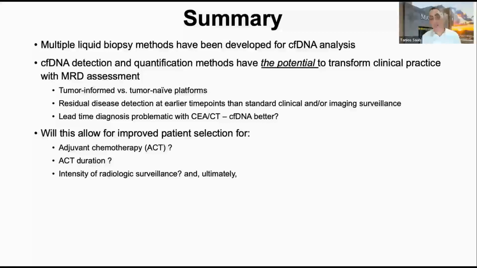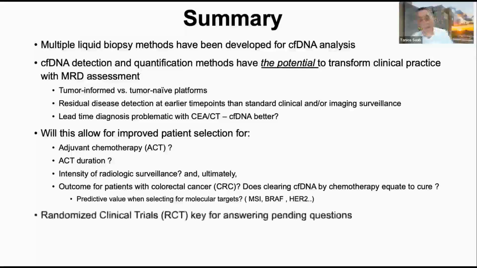And then, of course, does that affect duration of adjuvant chemotherapy, whether we give it or not? So some of these elements that I just showed you are pointing in a direction that would help us predict who benefits and perhaps even cut down on the duration. Intensity of radiologic surveillance, perhaps, is another outcome. But overall, I think we'd like to see all these randomized clinical trials being completed to help us answer some of these pending questions.